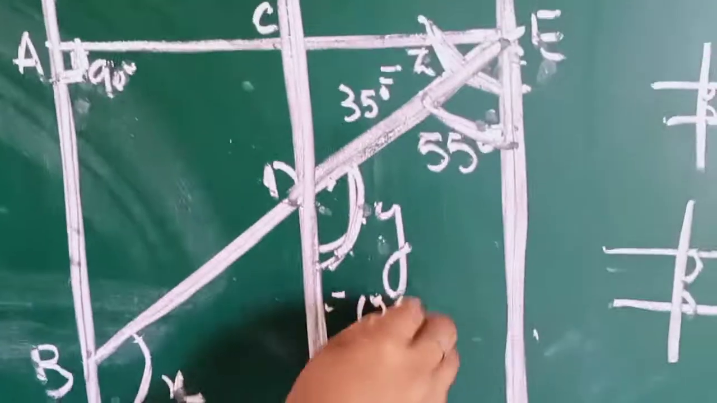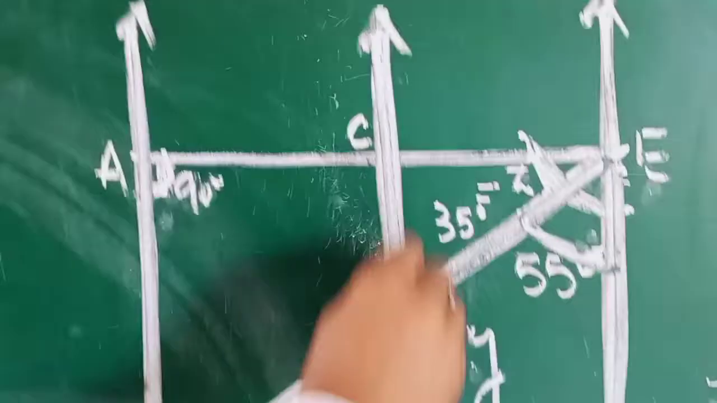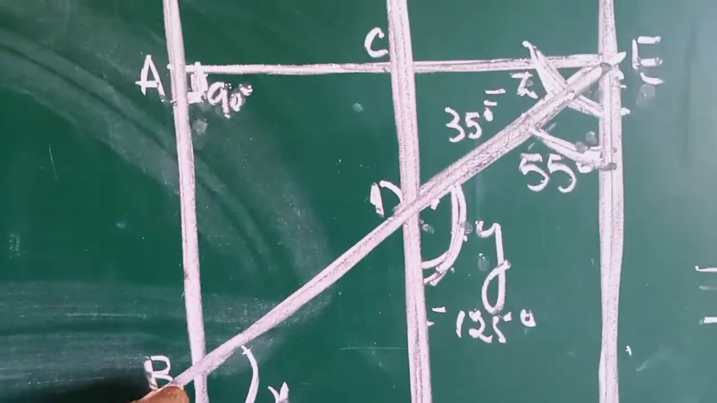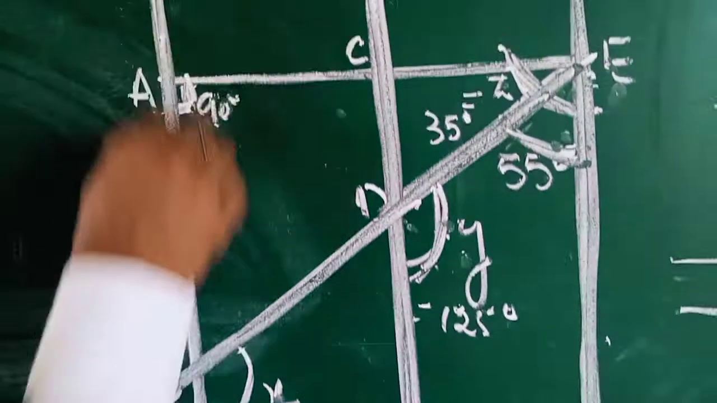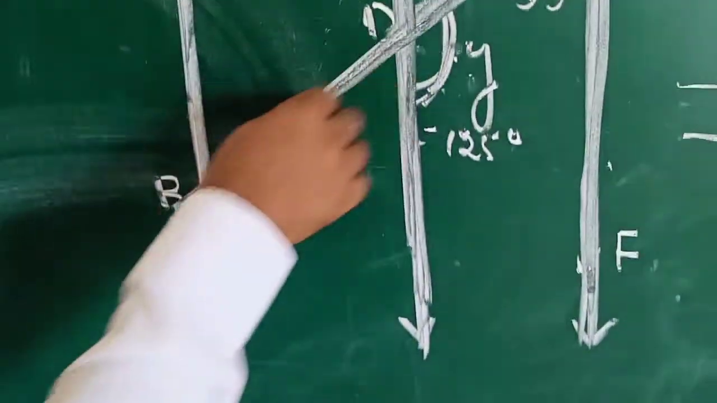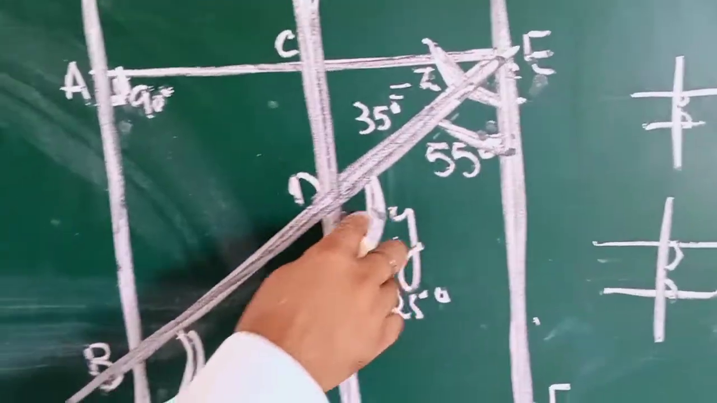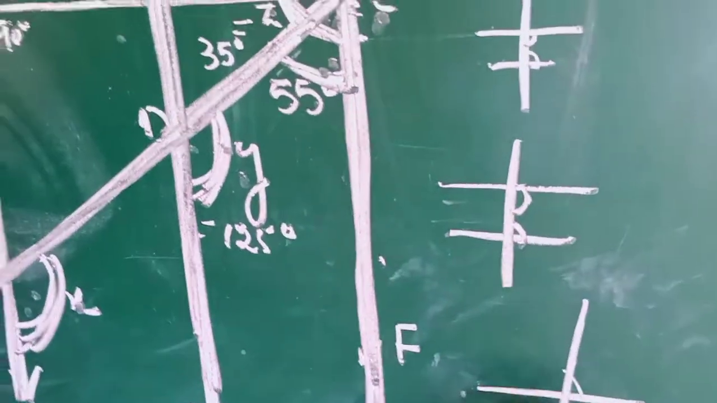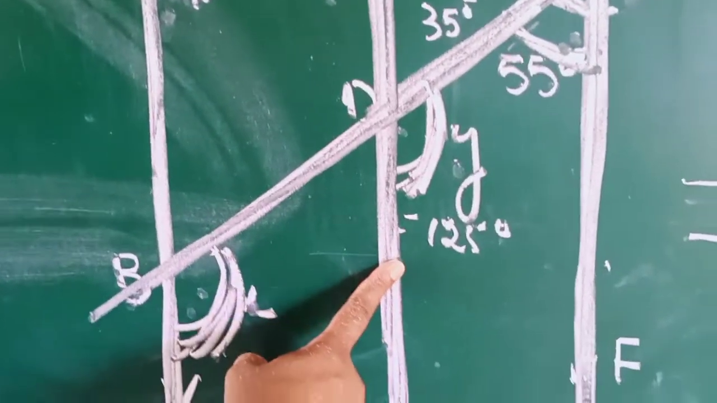Again you see AB is parallel to CD. These two are parallel, and DB is the transversal. So this angle is equal to this angle. They are called the corresponding angles. These two are the parallel lines, this is the transversal, this angle is equal to this angle. This is called the corresponding angle. So x is equal to y. Why x equal to y? Because they are the corresponding angles.